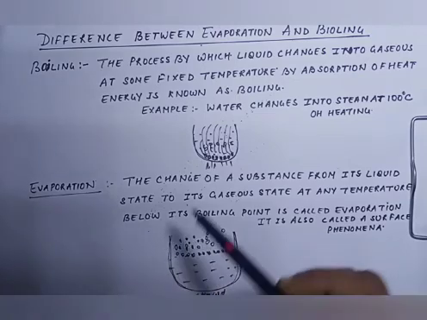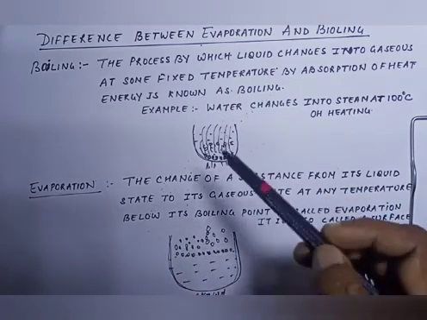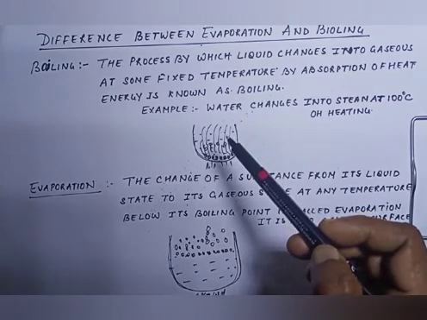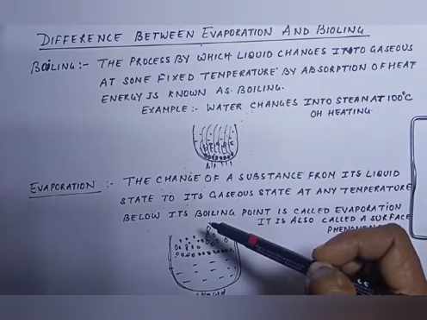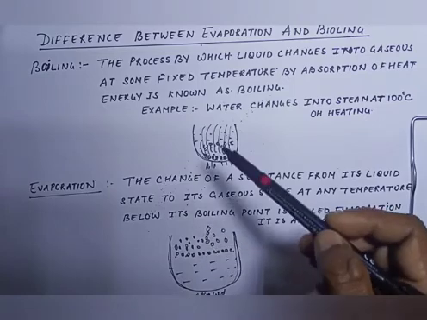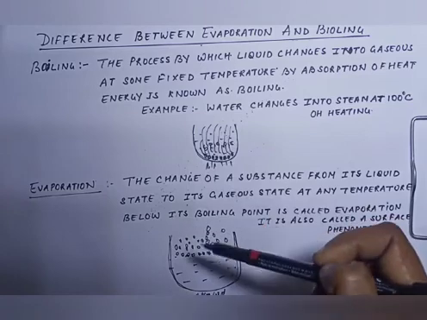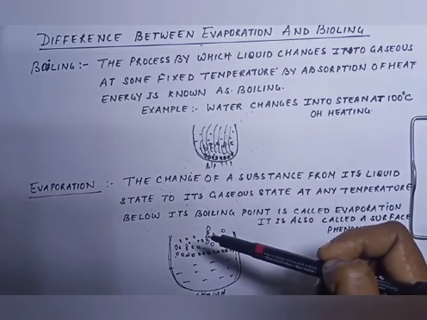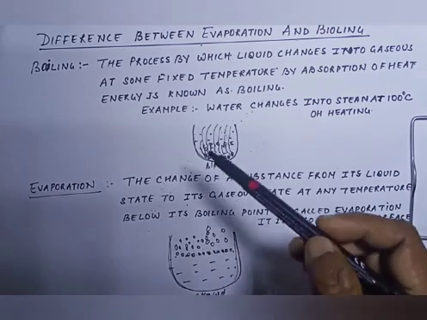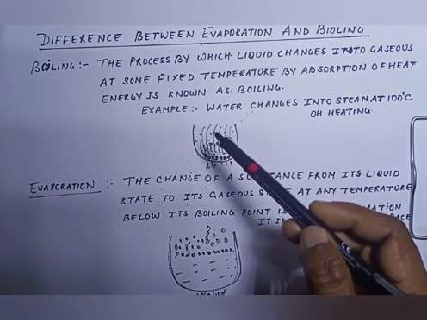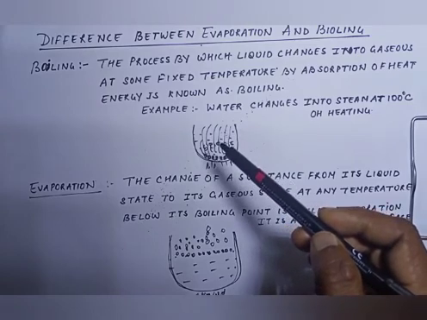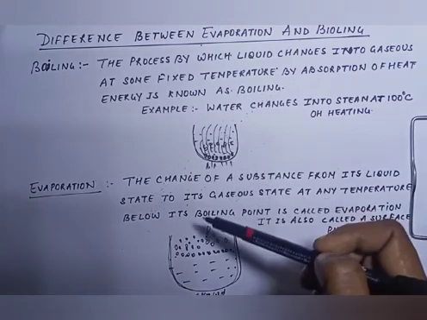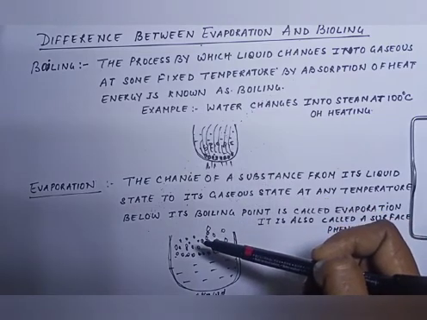Temperature required. In both, temperature is required, but boiling occurs only at the boiling point of a liquid, while evaporation occurs at any temperature. Boiling occurs at 100 degrees Celsius, but evaporation occurs at all temperatures. Formation of bubbles. In boiling, formation of bubbles takes place within the liquid. Then they move up and burst into the gas. But in evaporation, bubbles do not form.